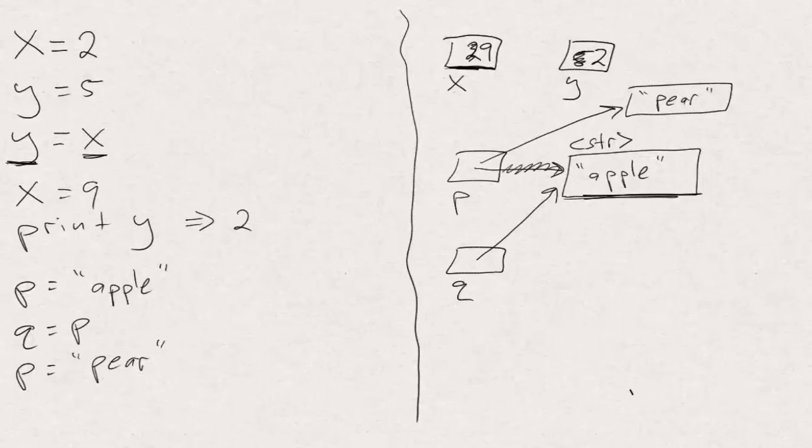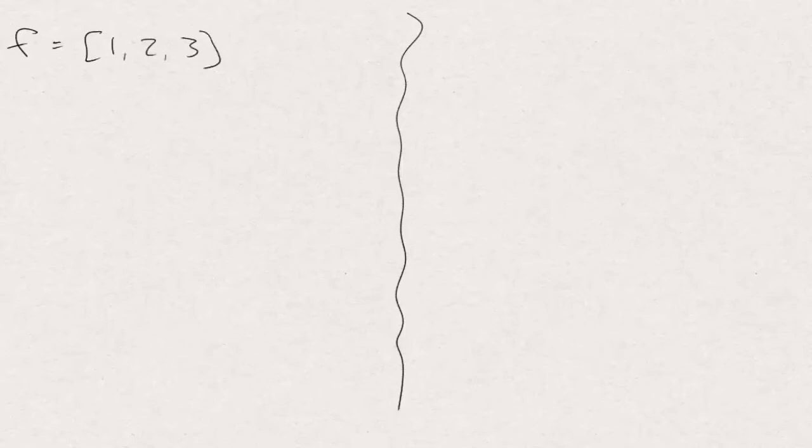Now, not all objects are immutable. Let's clear this and look at lists. If we make a list, and we call it, say, f, and we give it the numbers 1, 2, and 3, what's happening on the memory side of things is we've allocated some memory for the variable f. We've allocated memory for an instance of the list class, and we've given it the values 1, 2, and 3 in 3 cells, and we've set f to reference that instance.